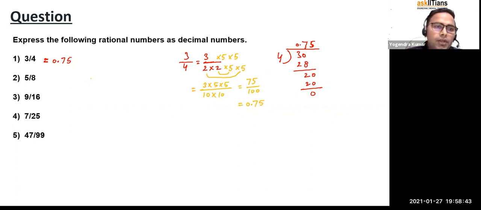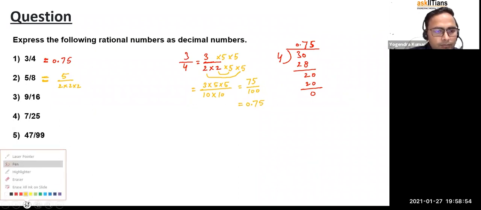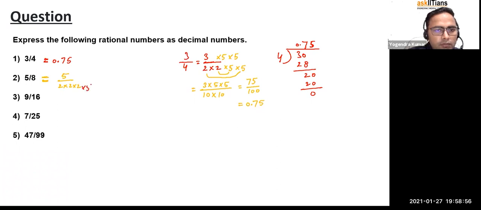Like this, we will avoid long division. The same thing can be done easily here: 5 divided by 2 into 2 into 2. How many 5s do I need to multiply here? There are three 2s, so three 5s. So 5 into 5 into 5 gives you 625 divided by three tens, which is 1000. So 0.625 is the answer. Perfect.